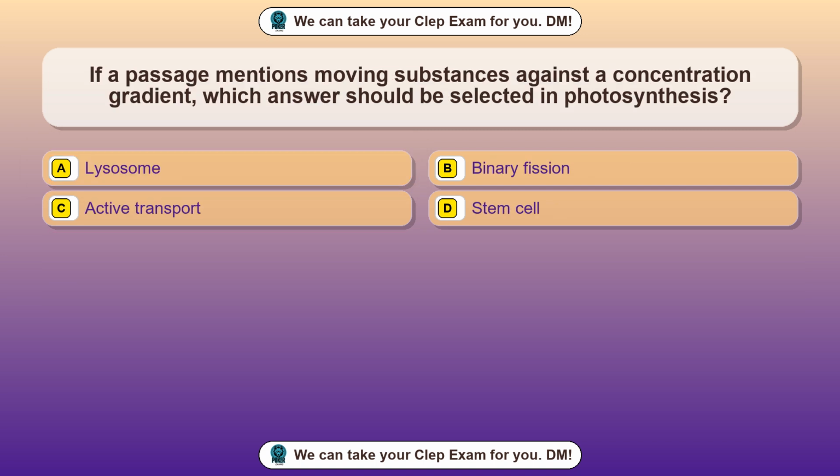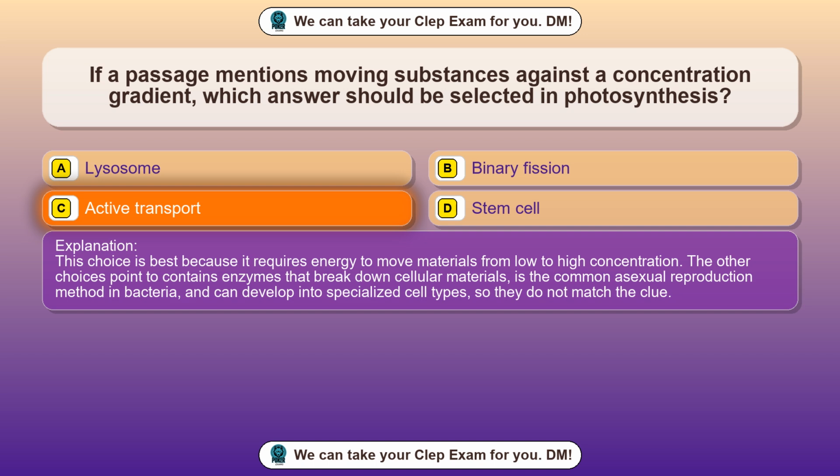Question 27. If a passage mentions moving substances against a concentration gradient, which answer should be selected in photosynthesis? Option A, lysosome. Option B, binary fission. Option C, active transport. Option D, stem cell. The correct answer is option C, active transport. This choice is best because it requires energy to move materials from low to high concentration. The other choices point to contains enzymes that break down cellular materials, is the common asexual reproduction method in bacteria, and can develop into specialized cell types, so they do not match the clue.